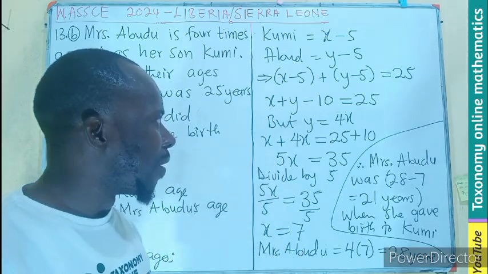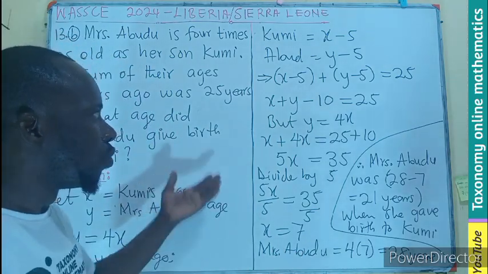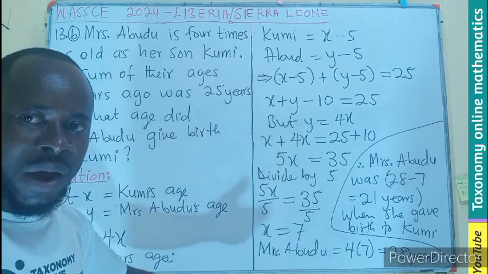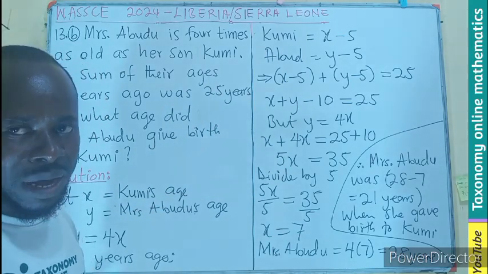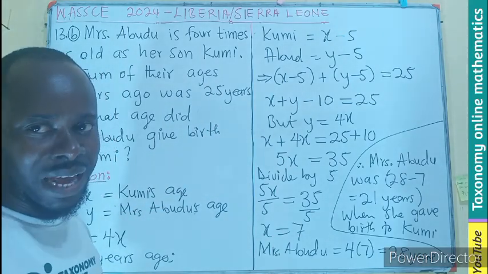I'm sure this is also okay. The understanding of how we are able to form the two equations to arrive at this point is understood by you.